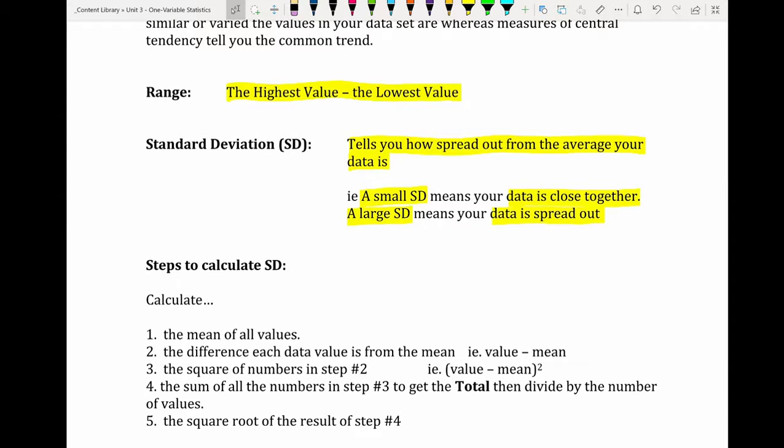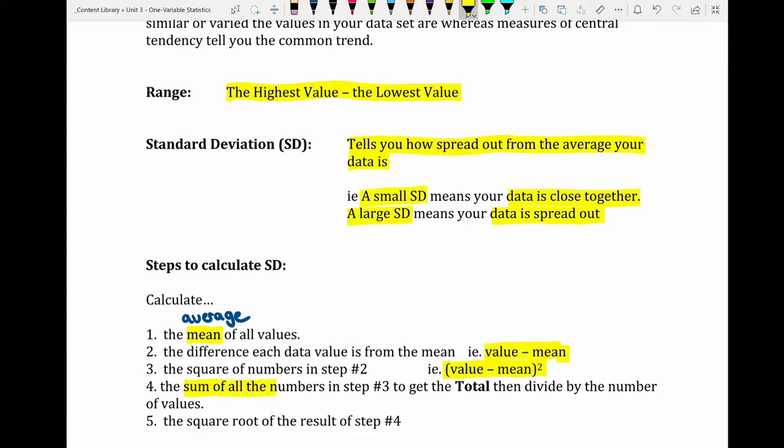So the first thing is we need to find the mean of all the values. And again, remember the mean is the average. So whatever our data set is, we need to find the average. We then need to find the difference each data value is from the mean, or in other words, the value minus the mean. Then we need to calculate the square of the numbers in step 2, or basically the value minus the mean squared.